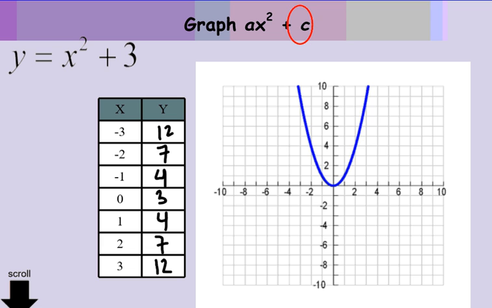And I graph these points. 3, 12. That'll be somewhere up. So 3 right here. 10, 11, 12. So somewhere like right there. 2 was already at 7. So 2's at 7. Right there. 1 is at 4. 0 is at 3. And then mirror image.